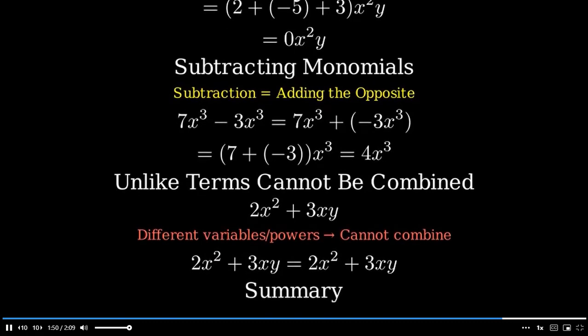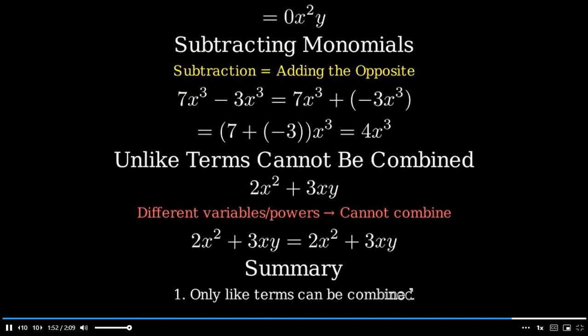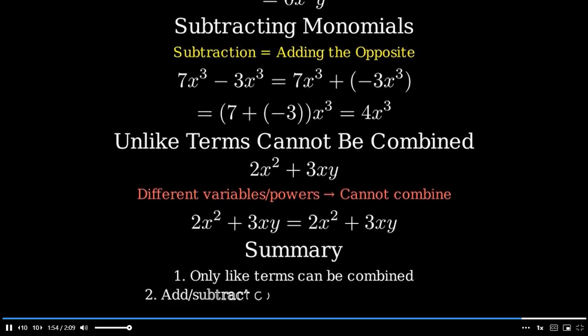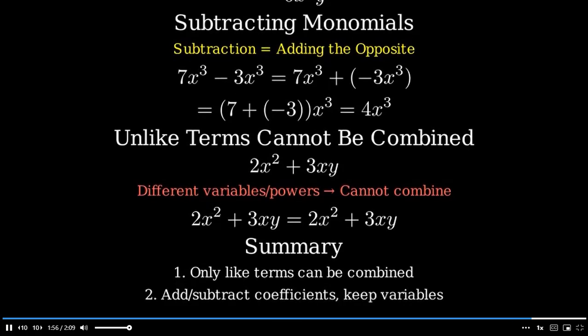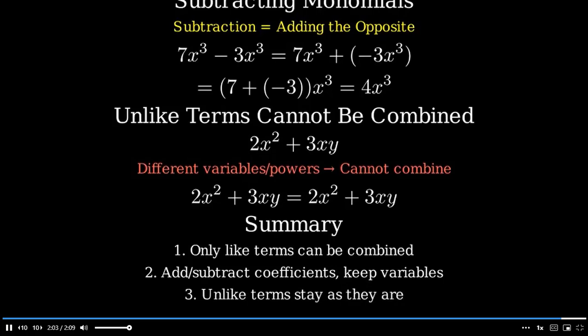Let's summarize what we've learned. First, we can only add or subtract like terms. Second, when adding or subtracting like terms, we combine the coefficients and keep the variables and their powers the same. And finally, unlike terms cannot be combined and must be left as they are.